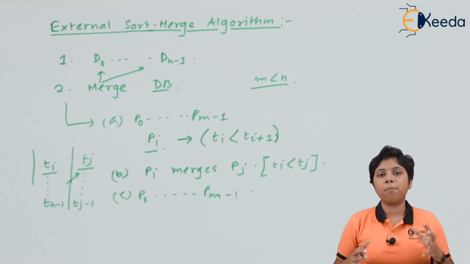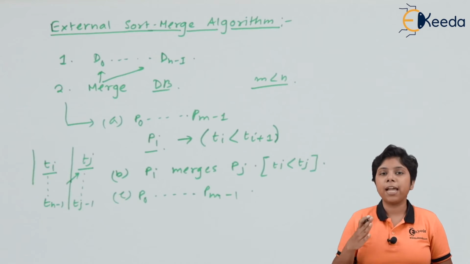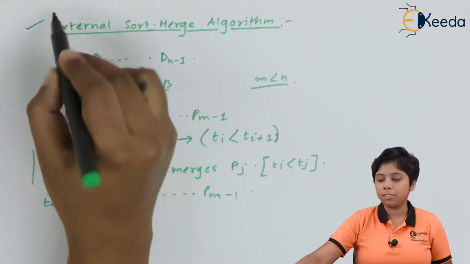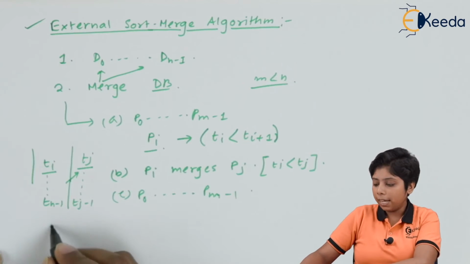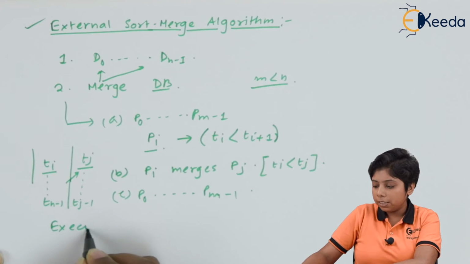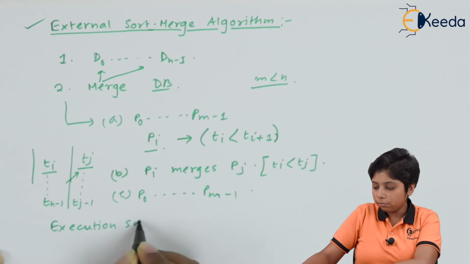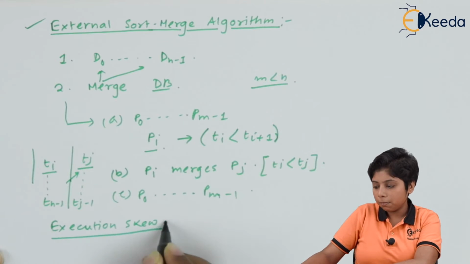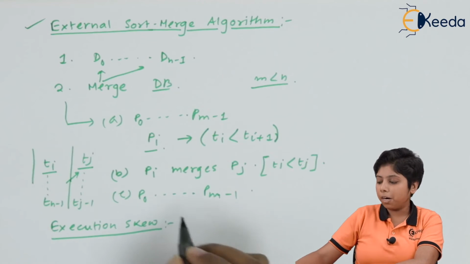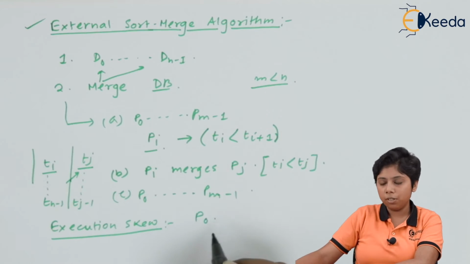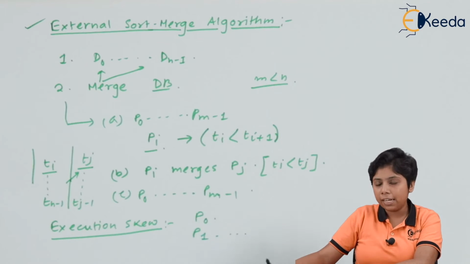While we know that interoperation and intraoperation parallelism can go hand in hand, the problem with this type of external sort merge algorithm is the execution skew. In the execution skew, what happens? Just consider this one with every tuple. The partition 0 belongs to P0, the partition 1 belongs to P1, and like this, the partition n belongs to Pm minus 1.